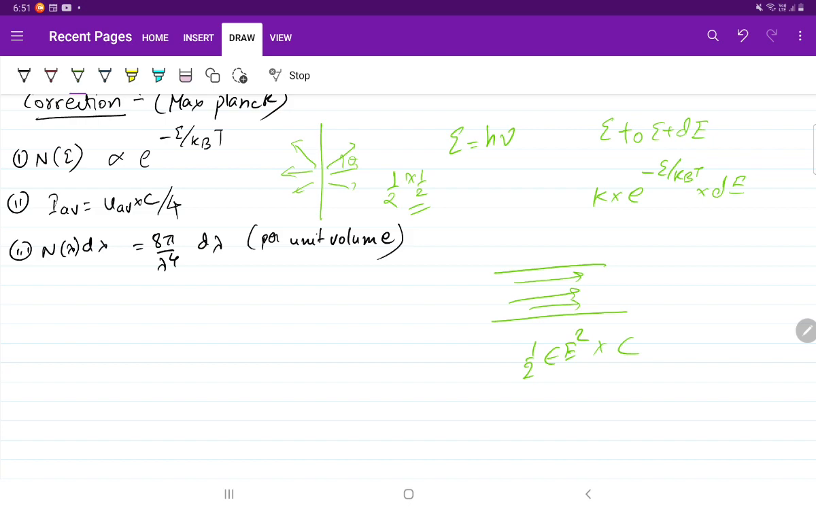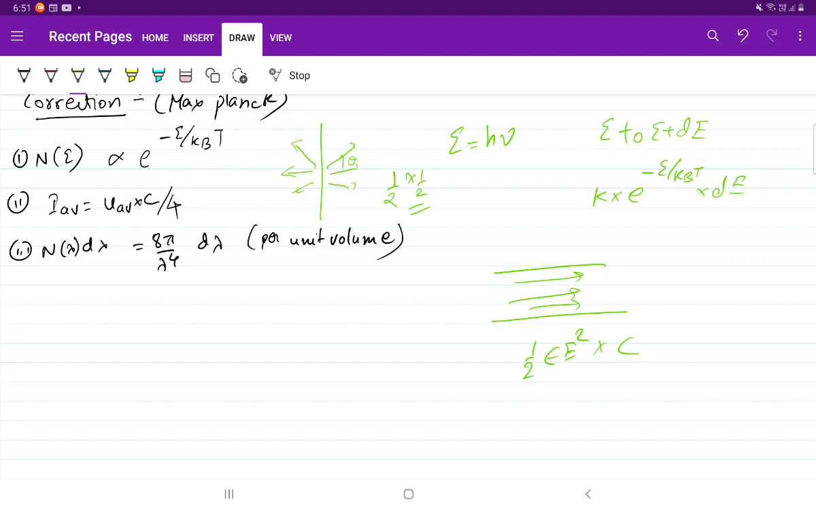And as discussed in the previous lecture about the classical theory, this formula is still applicable. N lambda into d lambda is equal to 8 pi by lambda to the power 4 into d lambda. So this was a very important discussion we need to remember before further progression.